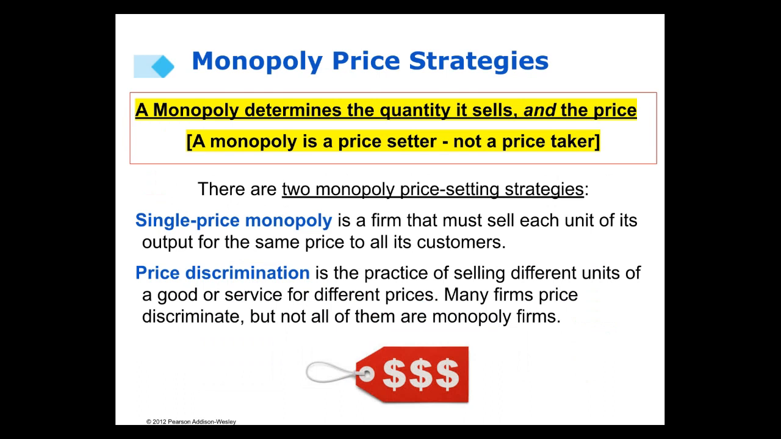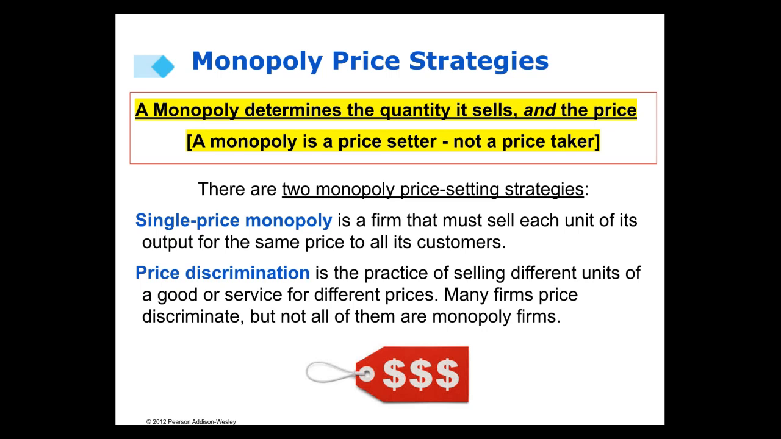Now, let's talk about monopolies and how they set prices. This is one big difference between a monopoly and perfect competition. In perfect competition, firms are price takers. They can't set the price, but that's not true with the monopoly, because the monopolist determines both the quantity it sells and the price. The monopolist is a price setter, not a price taker. Now, there are two types of pricing strategies: a single price monopoly, where they charge the same price to everyone, and a price discriminating monopoly, where they charge a different price to different customers.